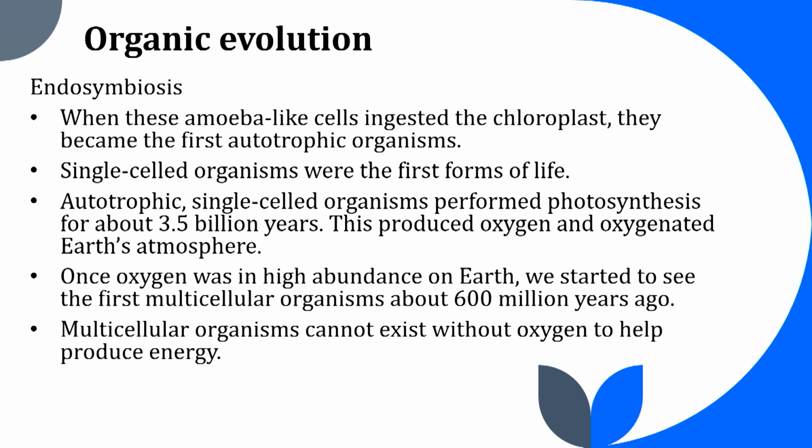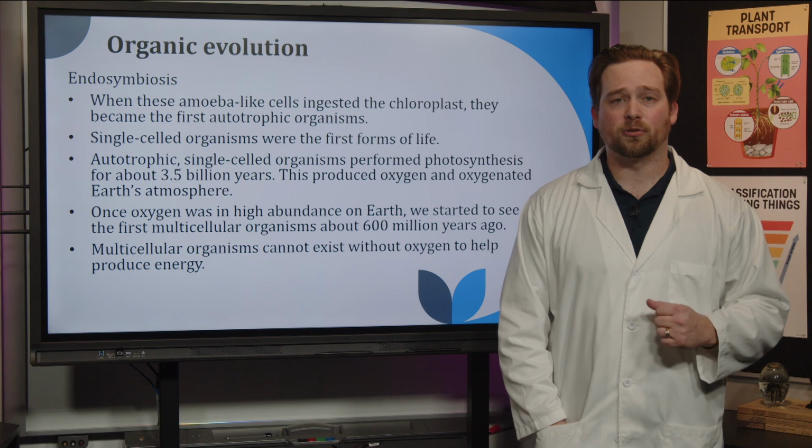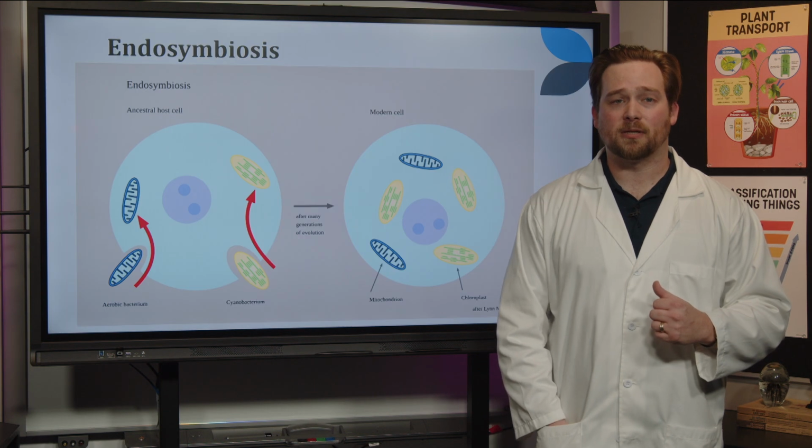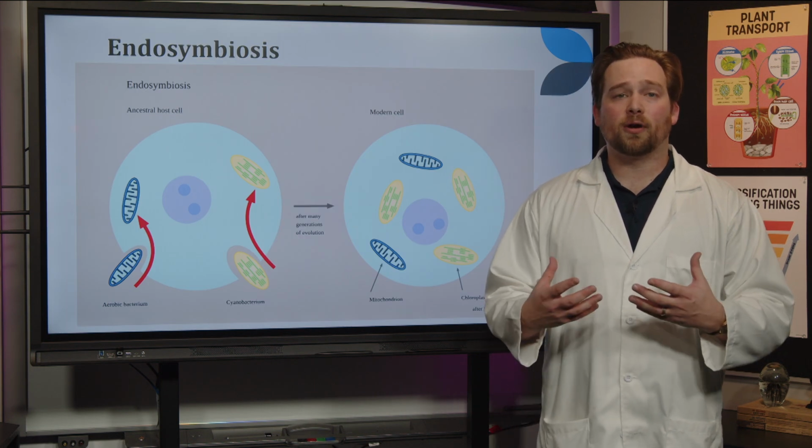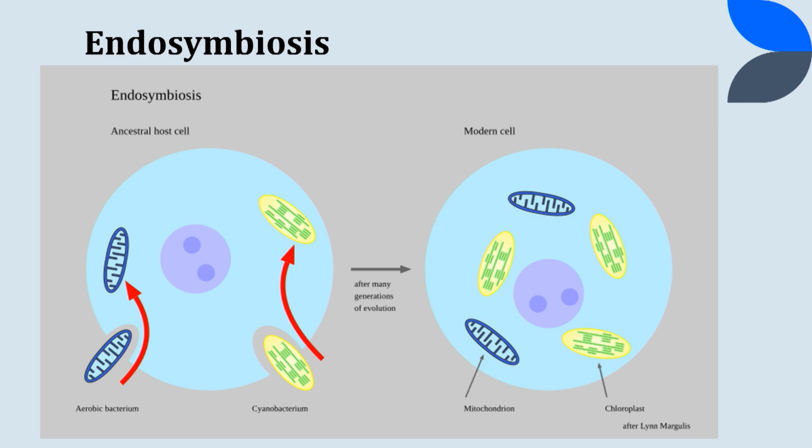Once oxygen was in high abundance on Earth, we started to see the first multicellular organisms about 600 million years ago. Multicellular organisms cannot exist without oxygen to help produce energy. So let's take a closer look at that endosymbiosis theory. Okay, so what's going on here is this is how our cells kind of evolved.